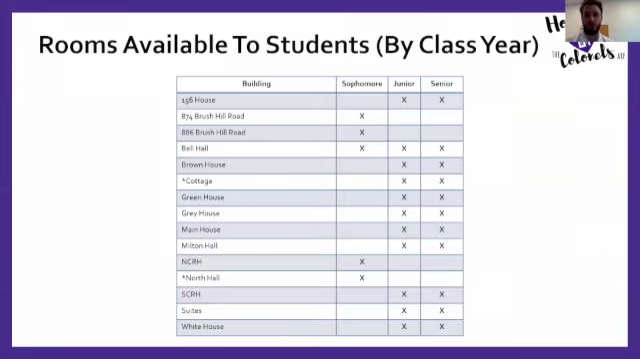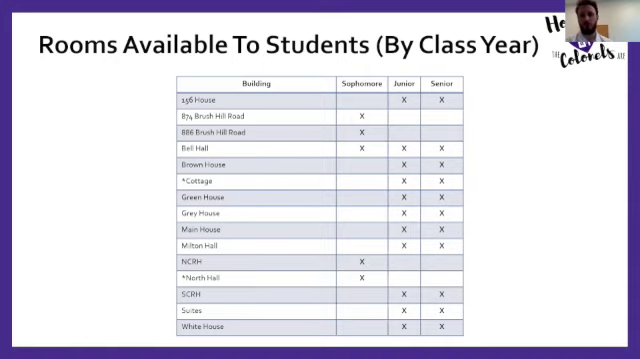For juniors and seniors, you have 156 House, Bell, Brown House, Cottage, Green and Gray Houses, Main House, Milton Hall, SCRH, Suites, and White House. Cottage, additionally, is coming back after a short stint being used for faculty offices. It is located between White House and the Kennedy Academic Building.